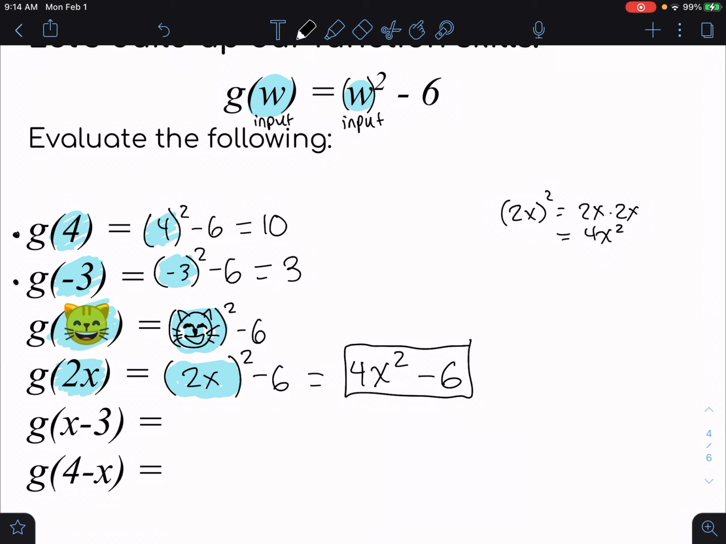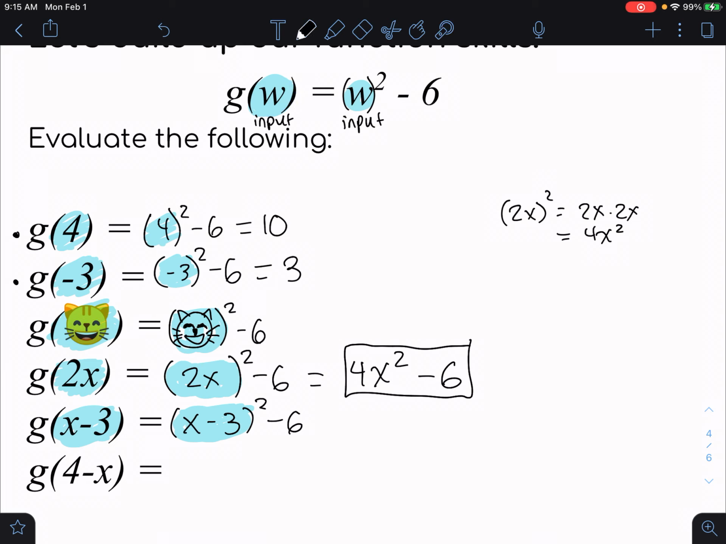Let's try x minus 3. Now, we talked about this a little bit before when we did multiplying, but we're going to plug that whole thing into x minus 3 squared minus 6. So that whole thing is being squared. Again, can't stress this enough. Before you even do anything, really look at what the function is telling you to do. It's telling you to take anything inside that parentheses, square it, and minus 6.